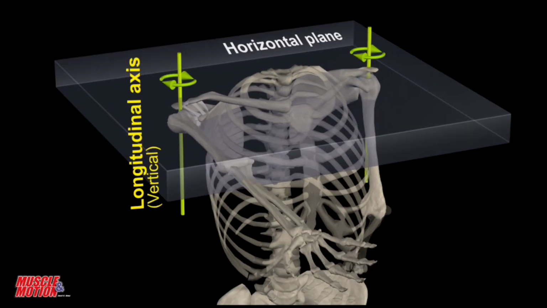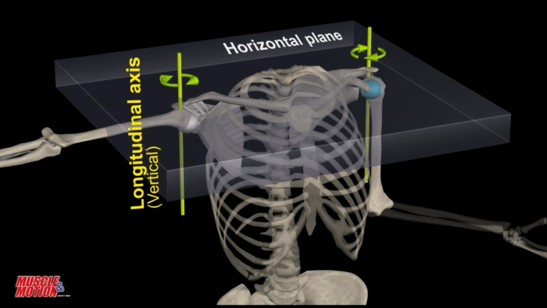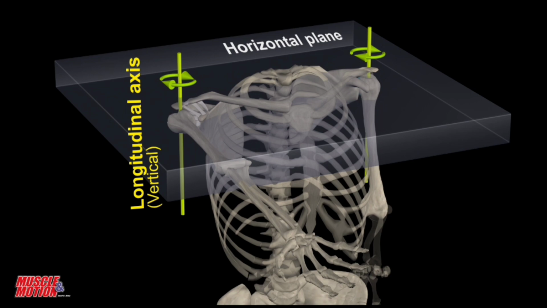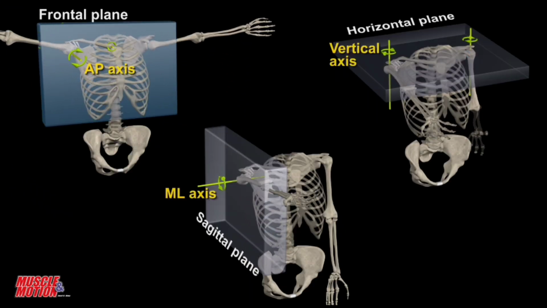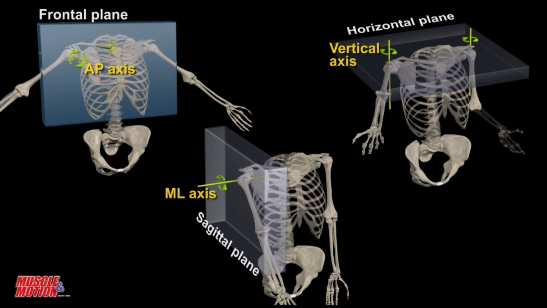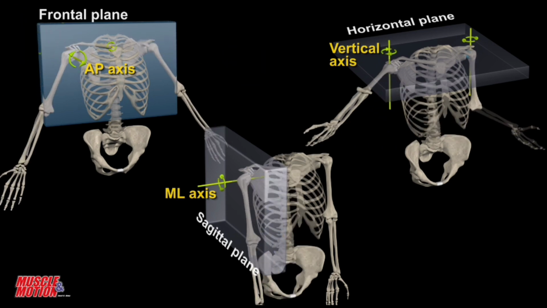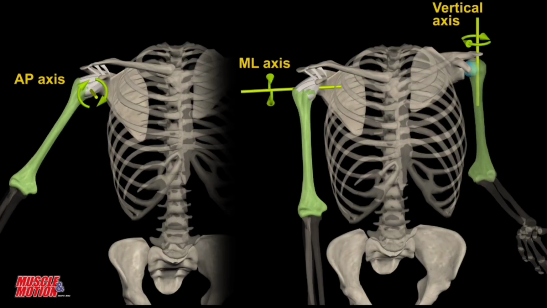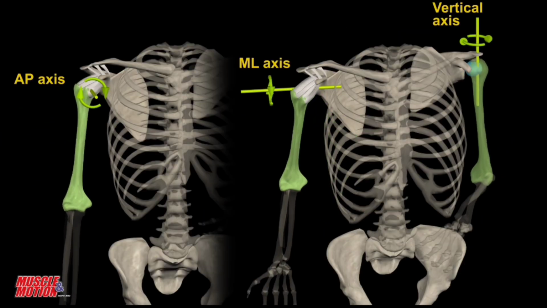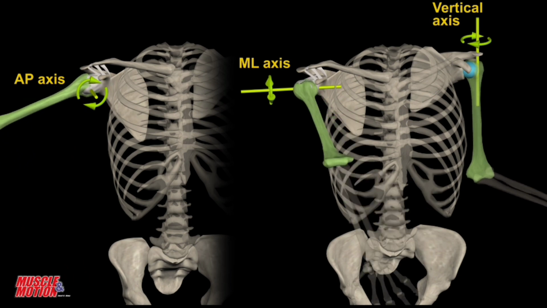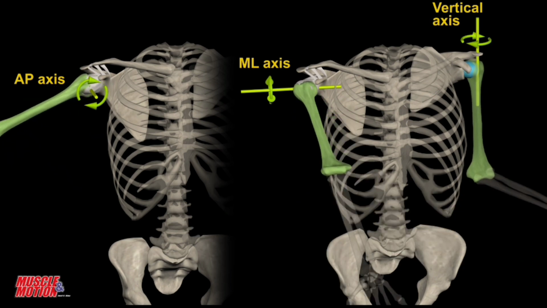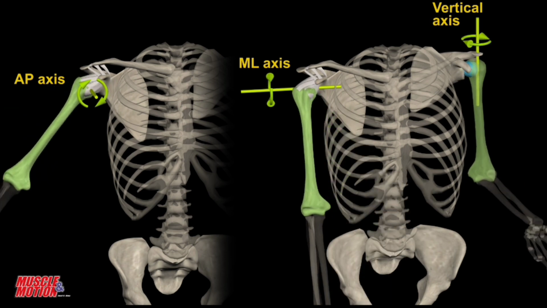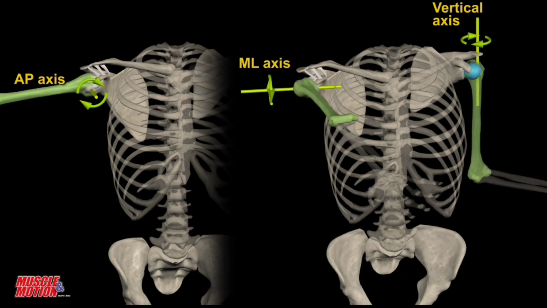Then there is the horizontal plane. The longitudinal axis is an imaginary line running from the top to bottom and perpendicular to the transverse plane. Sagittal plane rotations occur around a medial-lateral or ML axis. Frontal plane rotations occur around an anterior-posterior or AP axis, and transverse plane rotations occur around a longitudinal axis. The shoulder, for example, allows movement in all three planes and therefore has three axes of rotation.